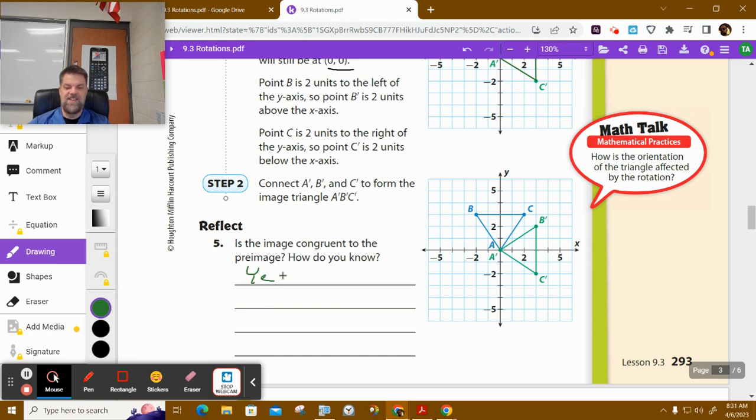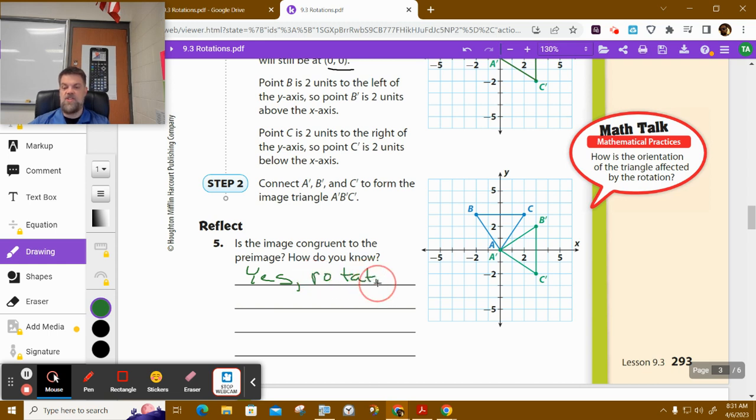Well, let's think. She said it's the same thing. They just turned it 90 degrees. Well, that's true. I guess you could say, well, the properties of a rotation is that it maintains the shape, right, and size. And so let's word it that way.